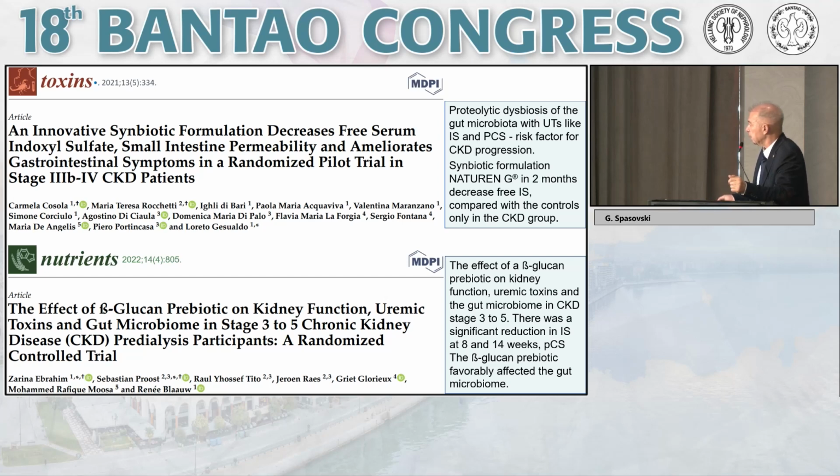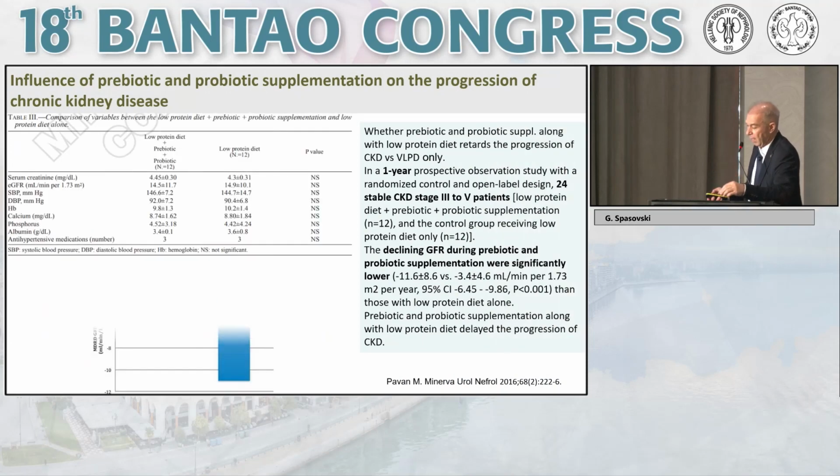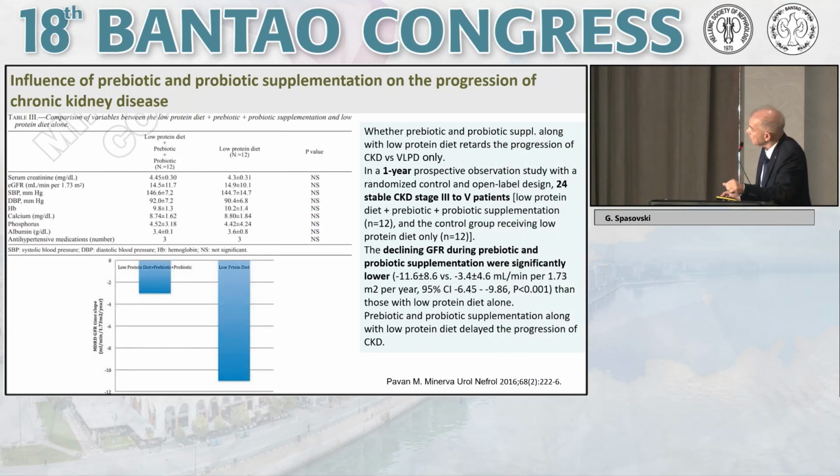in stage 3 to 5 patients for 8 to 14 weeks favorably affected the gut microbiome and reduced these uremic toxins, which in addition should have reduced the risk of a need for renal replacement therapy. But this is a good study, an Indian one, on a very low number of patients, but it's an idea, it's very nice. So 24 stable CKD patients, stage 3 to 5. Half of the group, 12 patients, was treated with a low protein diet, prebiotic and probiotic supplementation, versus the control group receiving only the low protein diet.